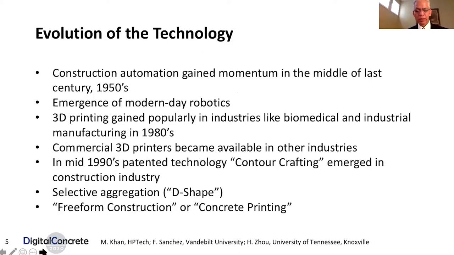Construction automation gained momentum in the middle of last century, the 1950s. This is the time when modern day robotics emerged. 3D printing gained popularity in industries like biomedical and industrial manufacturing in the 1980s, and commercial 3D printers became available in these industries. Probably this was the time frame when people started thinking about 3D printing in construction.